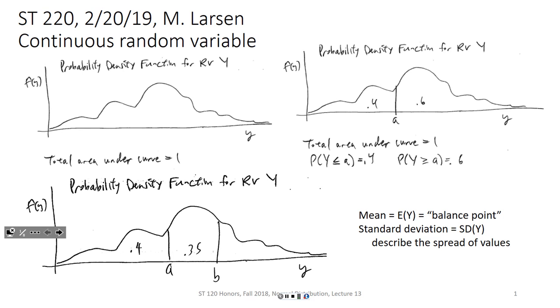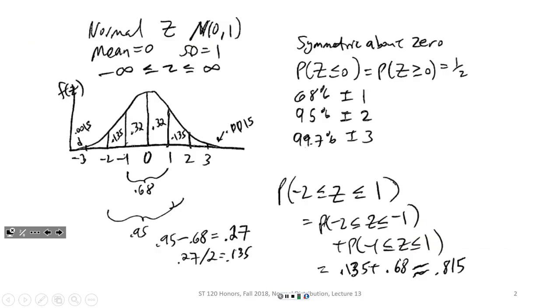Probability is defined by the area under the curve. So if there's 0.4 to the left over here and 0.6 over there, those would be the probabilities. If you pick a couple of points, the area in between is going to be a probability. And expectation kind of gives the balance point in this range that's going to support that. Standard deviation describes the spread over those values. And the specific case that we're going to look at is this normal distribution.